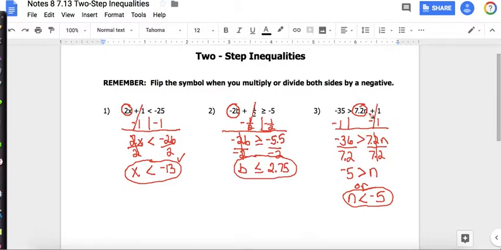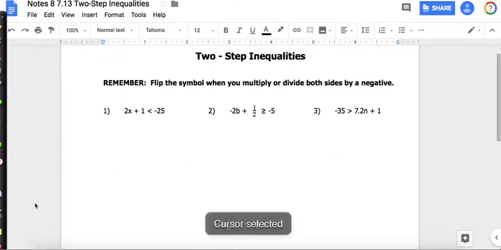So remember, we can check negative 5, see if we get negative 35, and then we can pick something less than negative 5 to see if our symbols go in the correct way. Okay, let's move on to number 4.